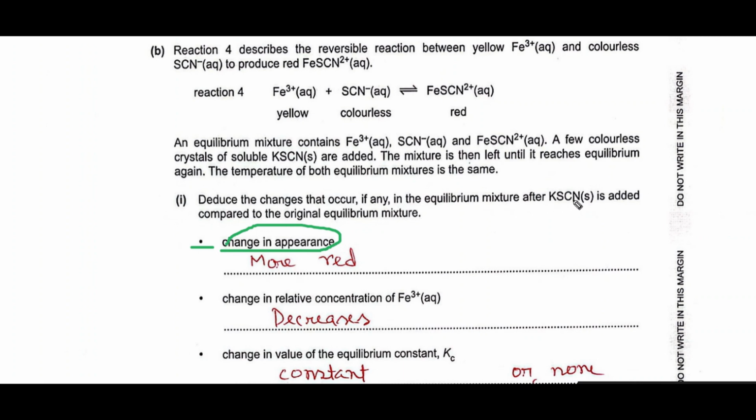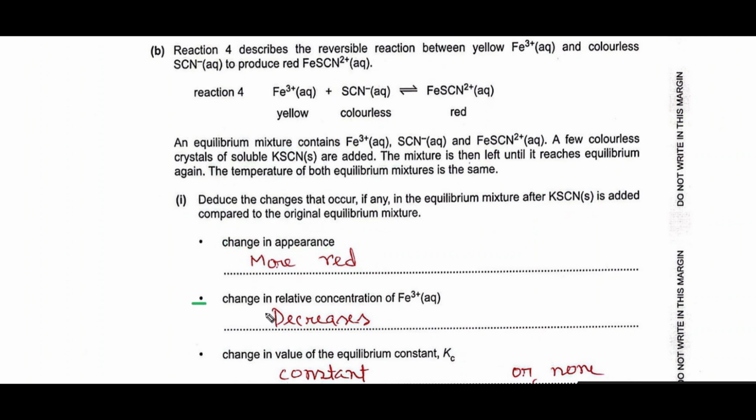If you add potassium thiocyanate, this means the reactant concentration increases, thiocyanate ion concentration increases. So equilibrium will move from left to right. We would see more red color in appearance. So the answer will be more red.